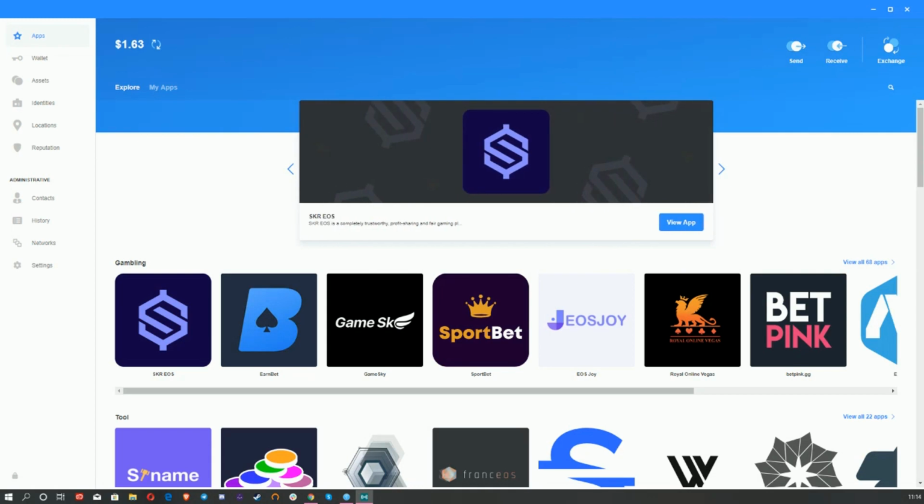So today I'm looking at Scatter. Actually, what I'm looking at is Scatter as a dapp discovery mechanic. In the blockchain world, we all know there are plenty of blockchains out there, and you need a wallet to interact with these different blockchains.